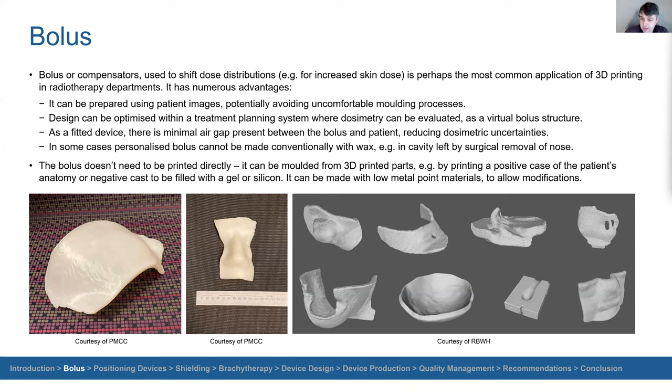I will just say the bolus doesn't need to be printed directly, even if you've got a 3D printer. You're able to print parts, print positives of the patient anatomy, for example, or a negative cast that could be filled with gel or silicon. And some people have even looked at printing with low melting point materials, I've written metal there, sorry, melting point materials that can maybe be modified later by immersion in a hot bath or something like that. A few pictures are shown here, 2 from Tomas earlier, and just a selection of boluses from my own department.